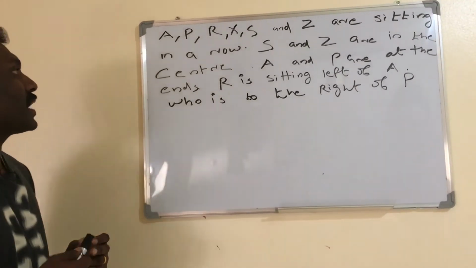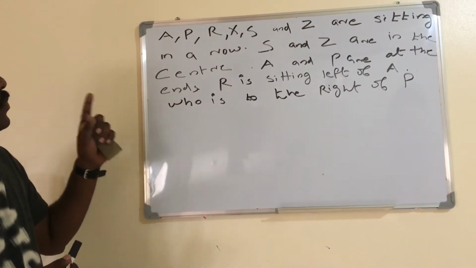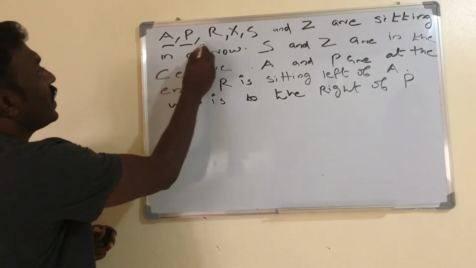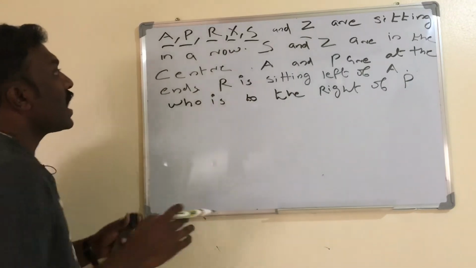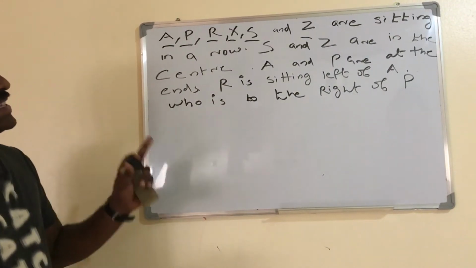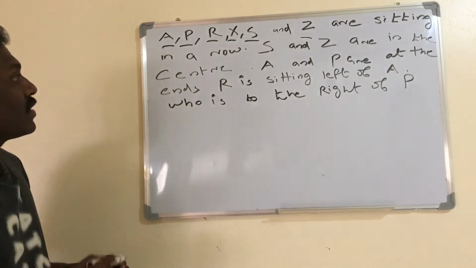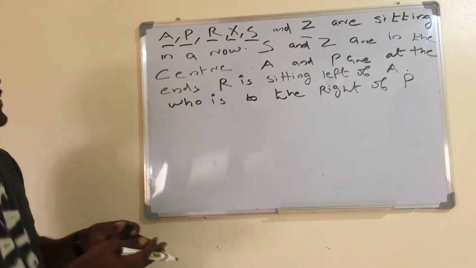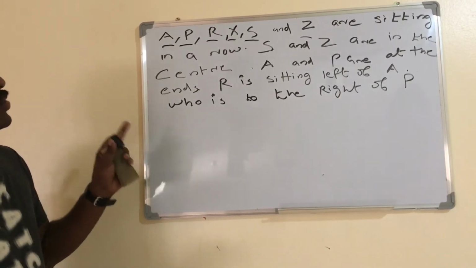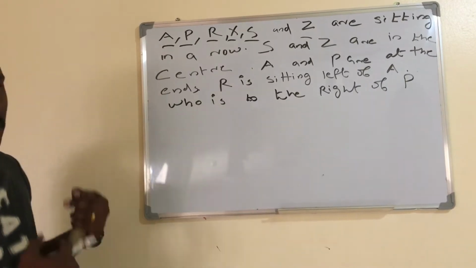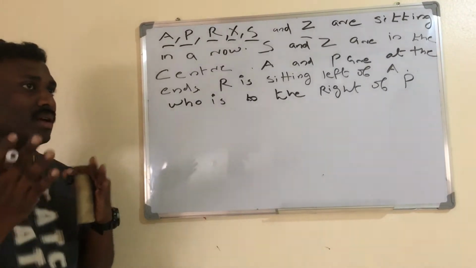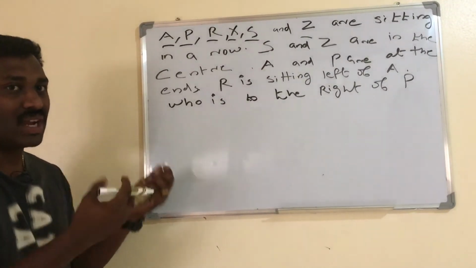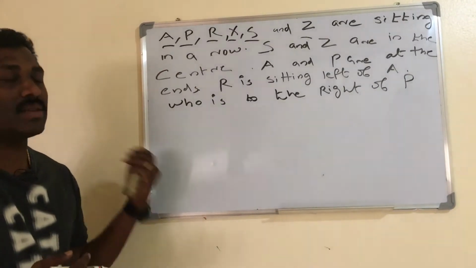You can see the question like: A, P, R, X, S and Z are sitting in a row. S and Z are in the center. A and P are at the ends. R is sitting left of A. Then find who is to the right of P. When you see this question in the video, you may find it difficult or complex, but if you read it on paper, it is a very easy question.